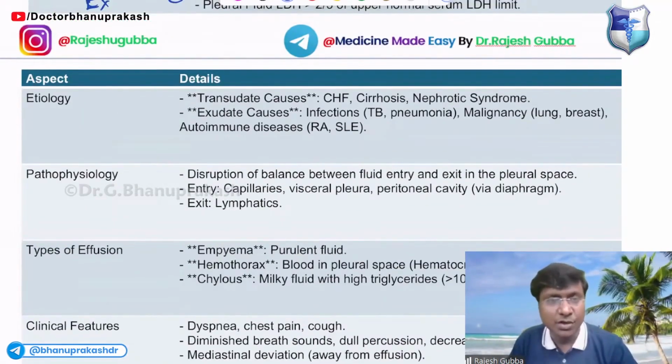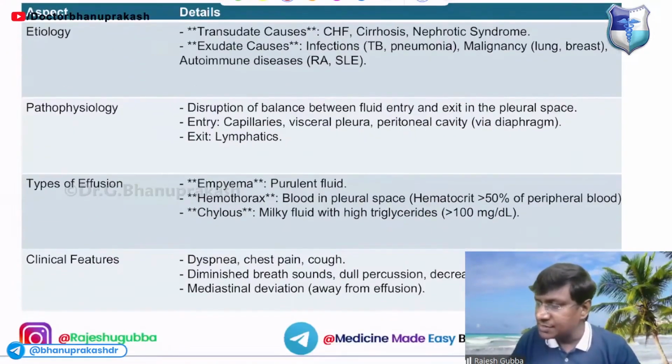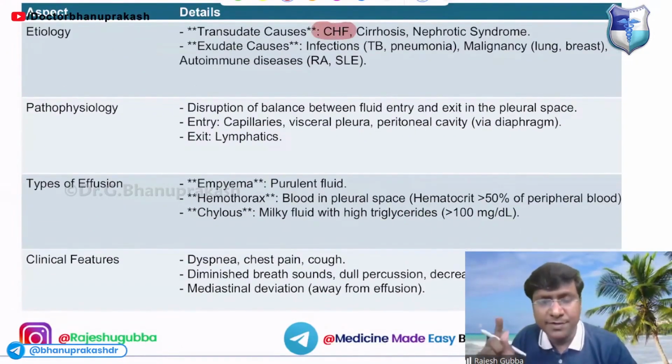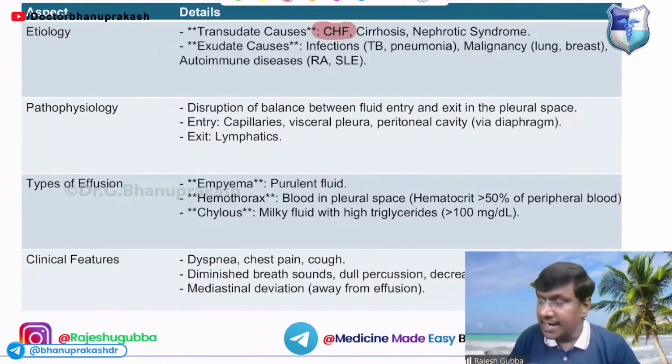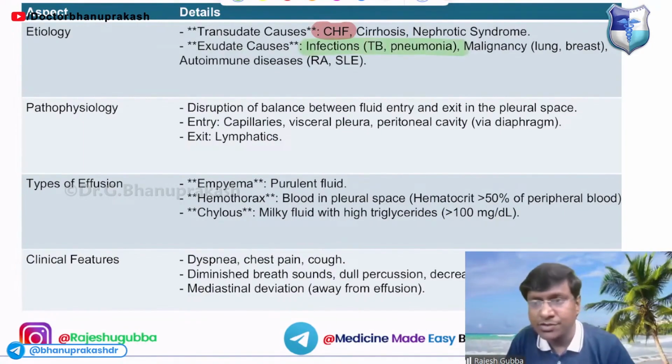So if you take the etiologies of the transudative and exudative, actually there are many causes, but the most common cause for transudate is congestive heart failure. And the most common cause for exudate will be infections like your tuberculosis and as well as the pneumonia, right?